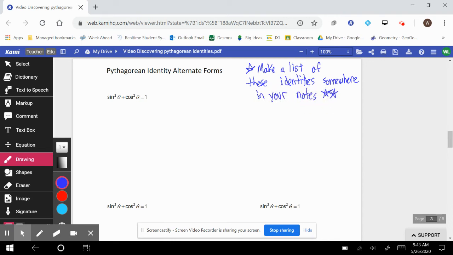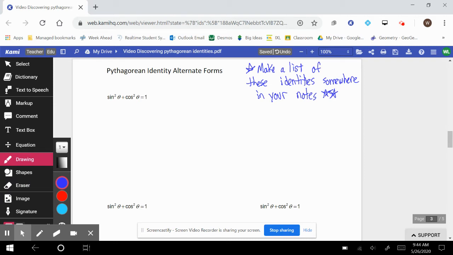Here's why, because today we're taking the time to discover these identities and basically figure out why they are true. But moving forward, you guys should have this list of identities somewhere in your notebook that we already know are true, and you don't have to keep proving them over and over again. And when you take your quiz or your test, it's going to be an open note test, and you can just refer to your list of identities in your notes. So we're discovering these today, but you don't need to memorize all of these. You should really have a running list of them somewhere in your notes. So this is the first one. Sine squared plus cosine squared equals 1 should be the very first identity on your list.